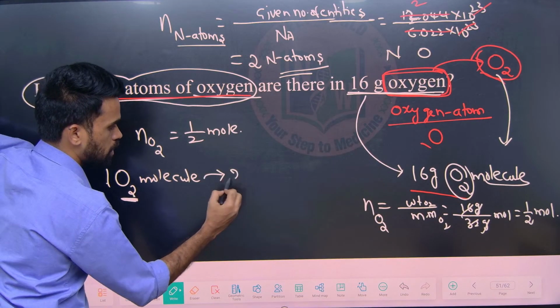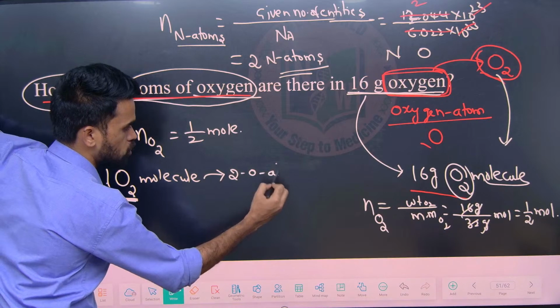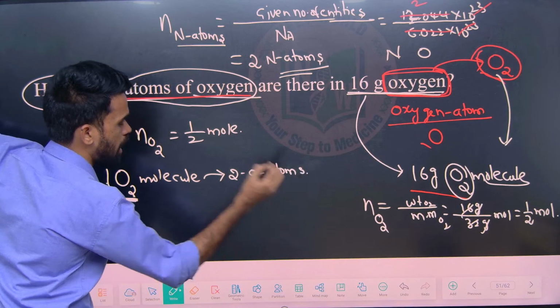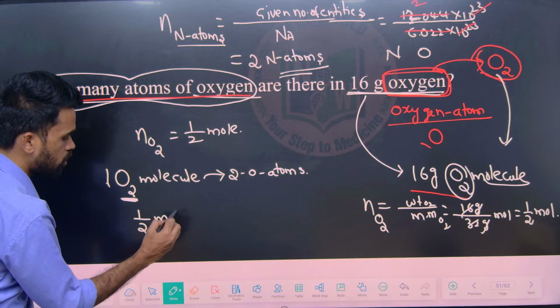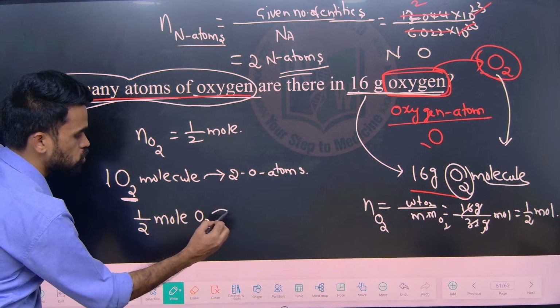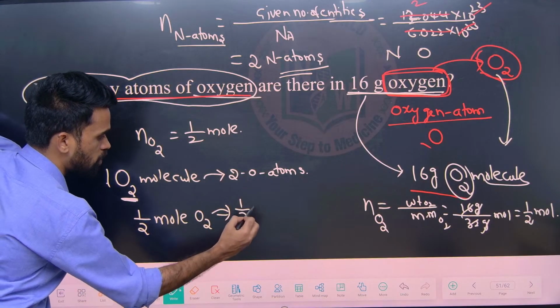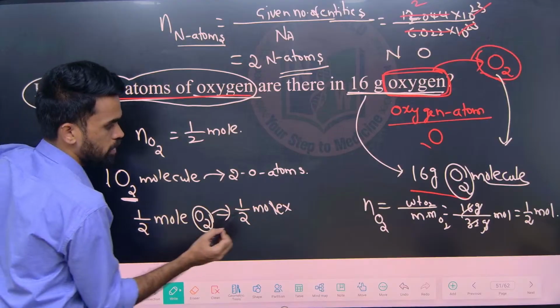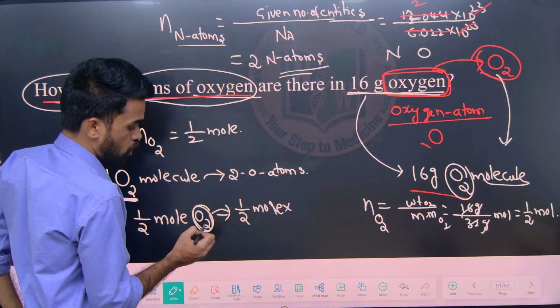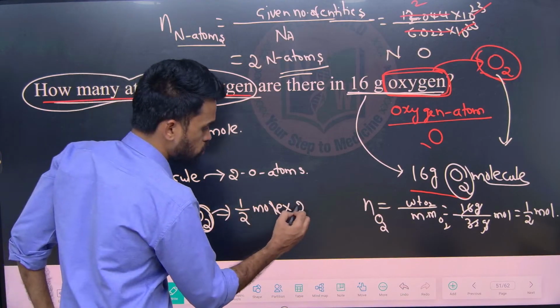One O2 molecule contains 2 oxygen atoms. How many oxygen atoms? 2 oxygen atoms. Similarly, half mole O2 means you should take it as half mole. In one oxygen molecule, how many oxygens are there? 2 oxygen atoms.